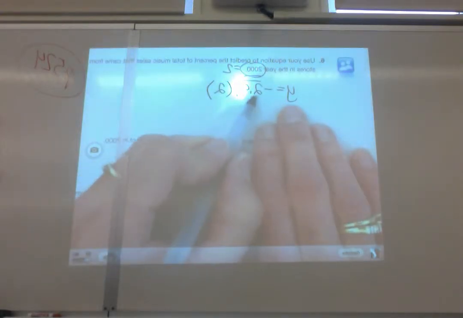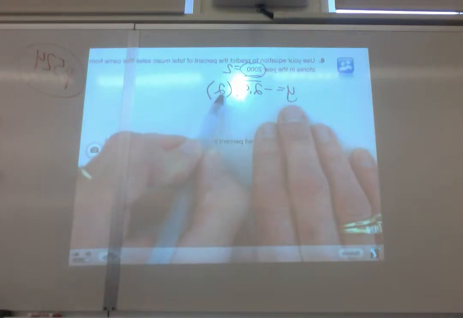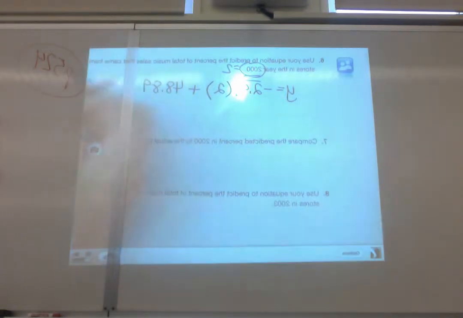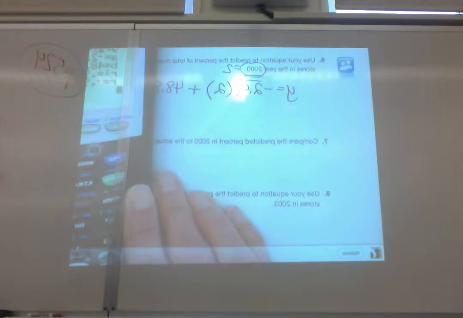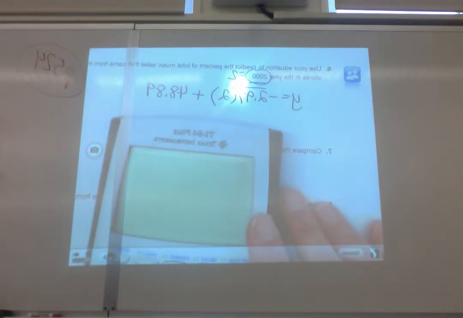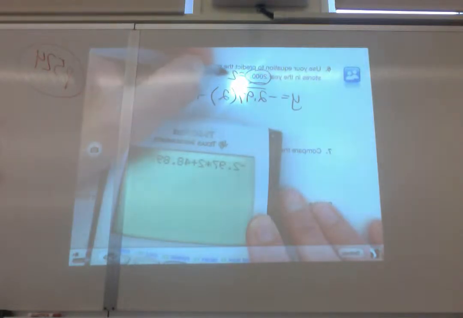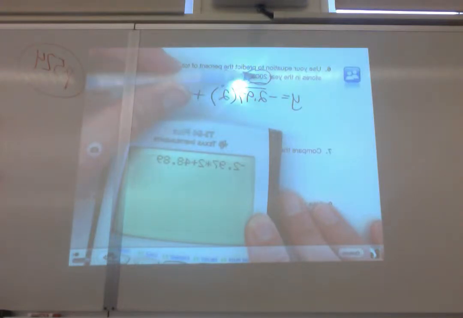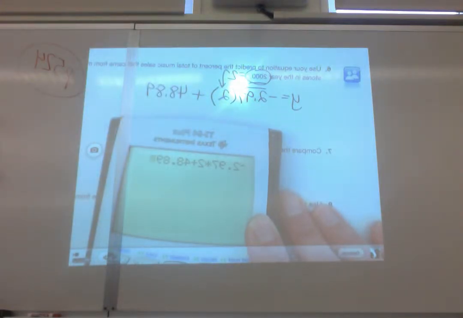So I'm going to put negative 2.97, I'm going to replace the x with 2, plus 48.89. On. Clear. Negative 2.97 times 2 plus 48.89. So they asked me about 2000. I'm going to use this equation to see what it says about 2000, but I'm putting in a 2 here, 2000, 2 years away from our starting year. Enter.